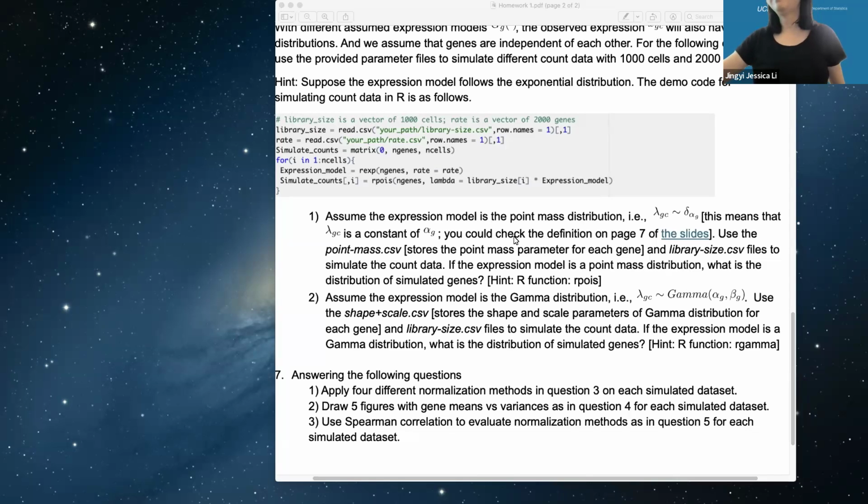So lambda GC is the true expression level. From that, you do Poisson sampling, you get a count. And then the expression model is about how lambda GC is distributed. In problem 1 over here, we assume lambda GC to be a constant alpha G for all cells, but it's only specific to gene G, which means that we assume for the same gene, its true expression level in all cells is equal to alpha G. That's what we mean.